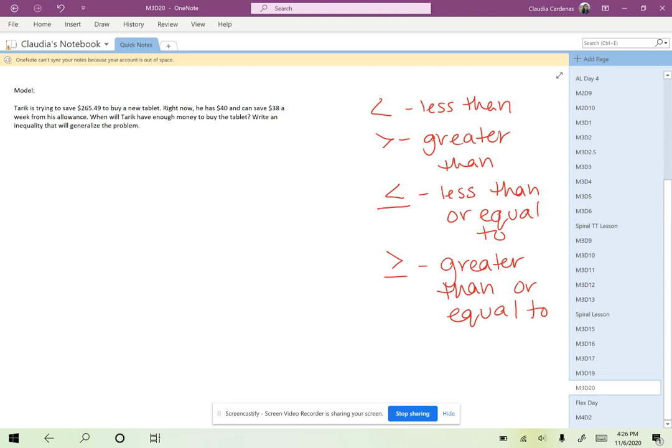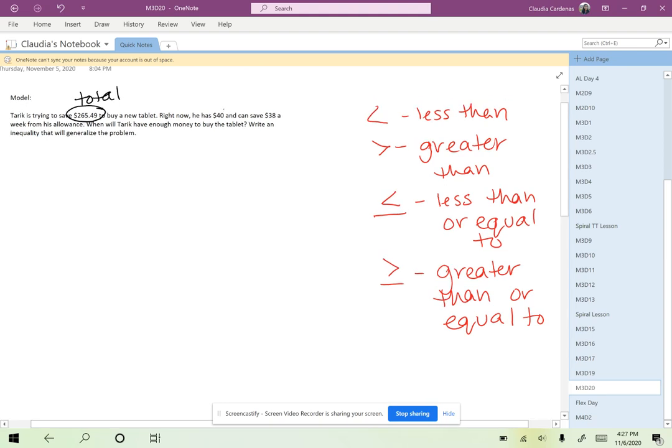So let's go back and determine what is being given in the problem. Well, I see that he is trying to save this amount to buy a new tablet. So I'm looking at that as the total, right? That's the total that the tablet costs, sorry, a lot of T words. And then the second sentence says that he currently has $40 and can save $38 a week from his allowance.